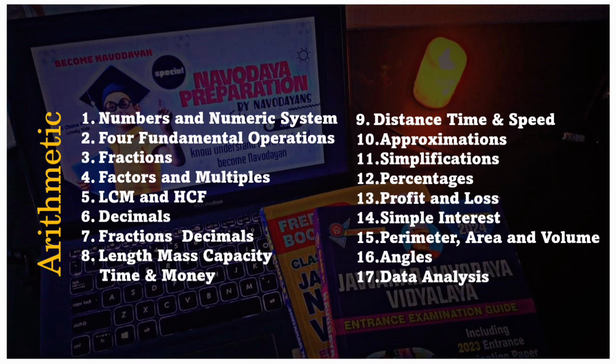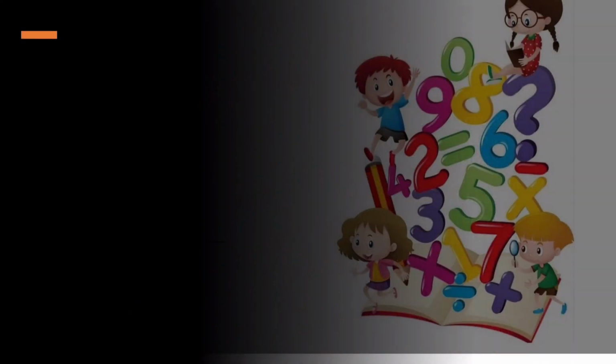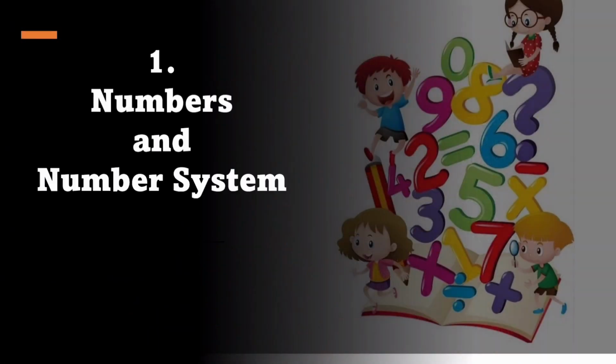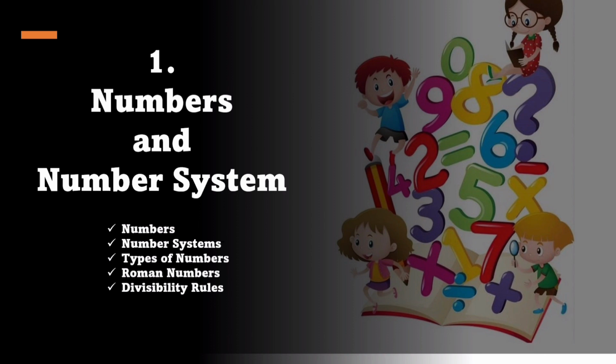I hope you might be familiar with some of the chapters here, but we will be studying and learning all these chapters. Let's go into these chapters one by one. And the first one is numbers and number system. In this chapter, we will learn about different numbers and the Indian and international number systems, types of numbers, Roman numbers, and also divisibility rules on them.